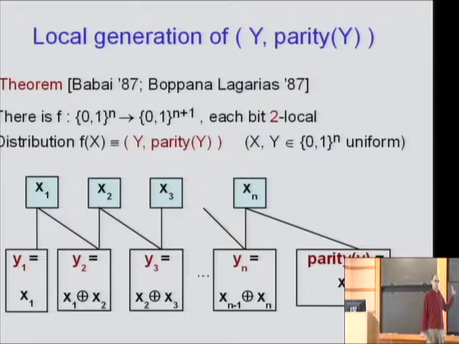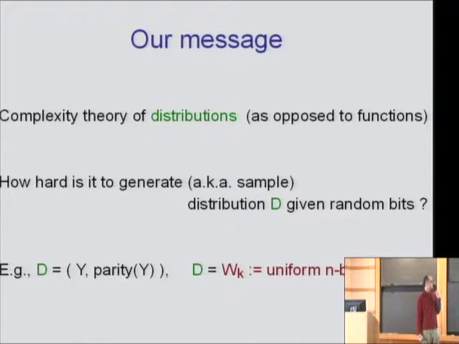This thing has found a few applications, like Russell and Naor have an application in cryptography, which I'm going to touch on later. Okay, so the message of this line of work is that it would be nice to develop a complexity theory of distributions as opposed to functions.